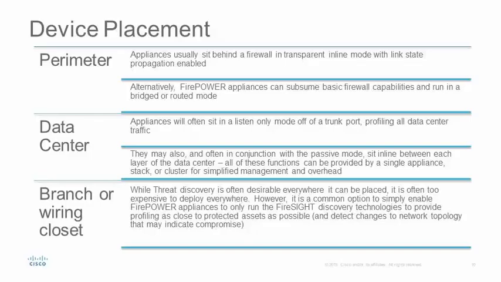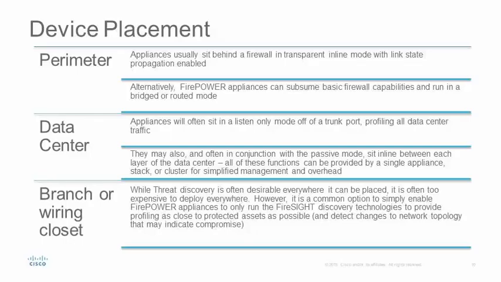In the data center, appliances will often sit in a listen-only mode, so passive, maybe off of a trunk port, profiling all the data center traffic. Visibility is pretty important in the data center, yet because the stakes are high and there's a high rate of traffic, we don't always go inline in the traffic. There are plenty of ways we can deploy inline in a data center, namely with ASAs we can use clustering. With Firepower appliances we can stack several appliances together to gain higher throughput.